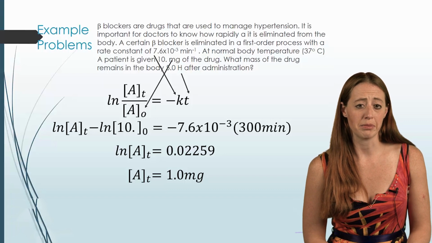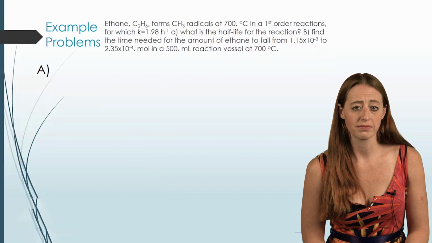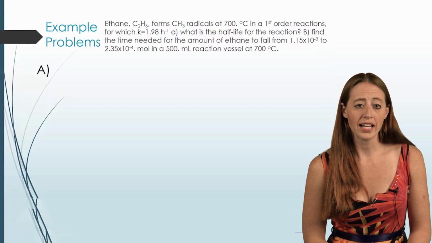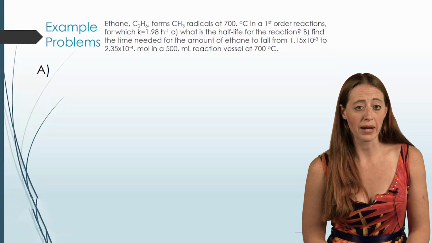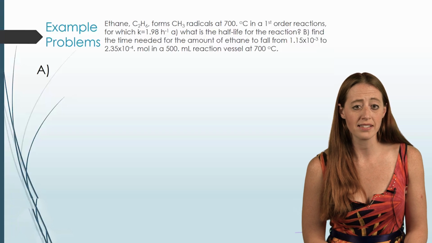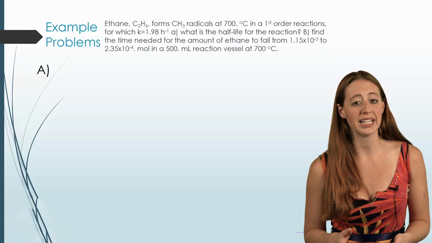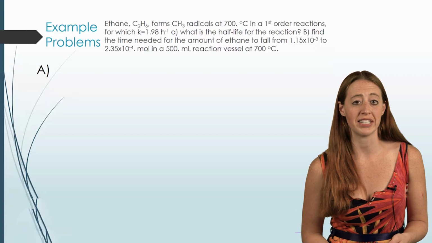Now let's do another example. It's very similar. In this case, we have ethane, and I say that it forms CH3 radicals at 700 degrees Celsius. And I tell you that it's a first order reaction. So again, I'm letting you know, when I tell you that, which equation set you're going to need to use.